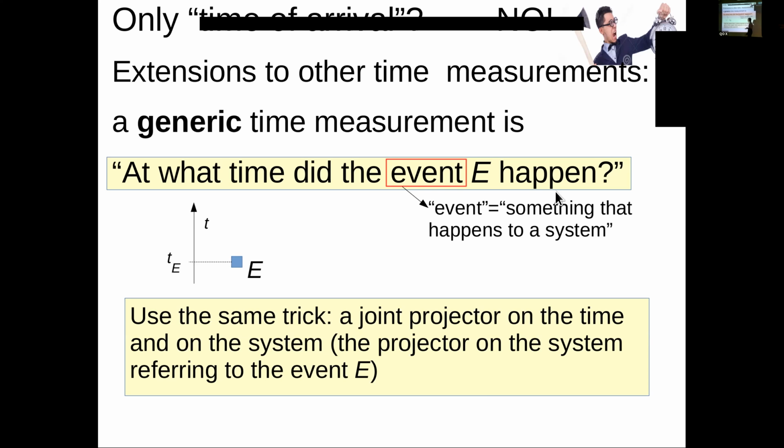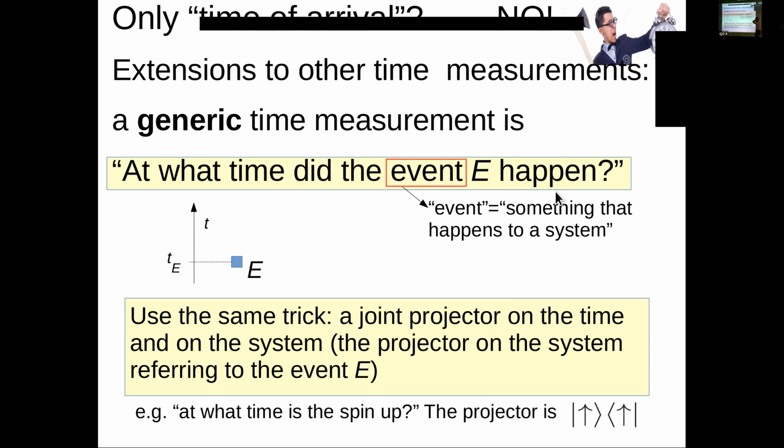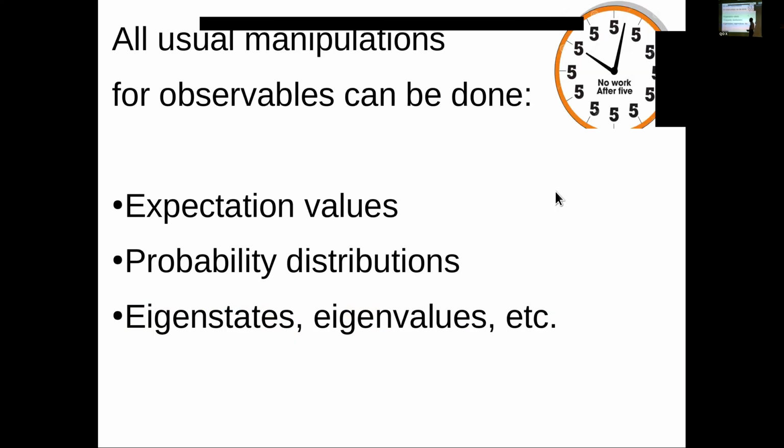So we just use the same trick that we did before. We have a joint projector on the time, which tells you at what time the system acquires the property, and on the system, we just use the projector that projects on the value that refers to the event E. For example, if you have a spin which is precessing in a magnetic field and you want to know at what time the spin is up, then all you have to do is use the projector for the spin up. Okay, that's the idea. And the construction that I've shown you up to now just trivially extends also to arbitrary situations of this type.